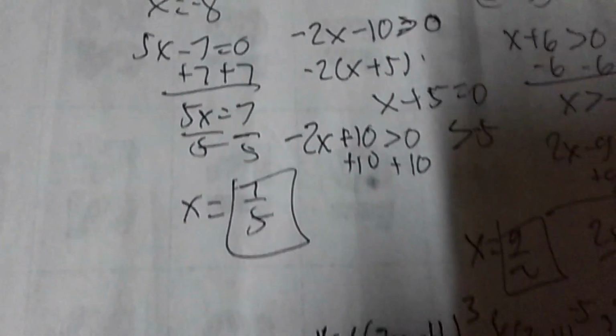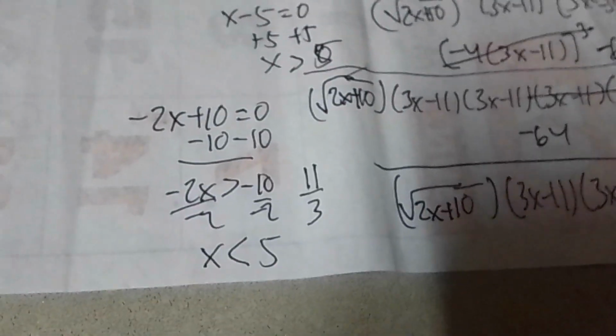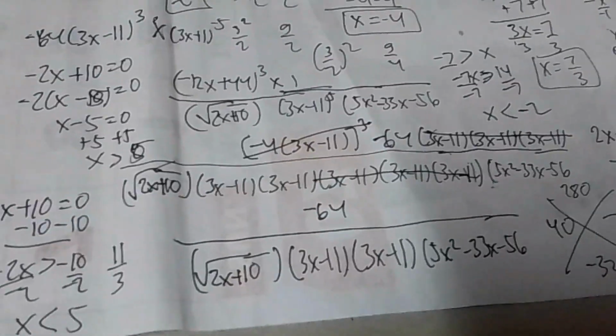So therefore, what is the restraint of the domain? The restraint of the domain is negative 8, 7 fifths should be less than 5. And it should not be 11 over 3. And that's it. That's how we solve for the equation.